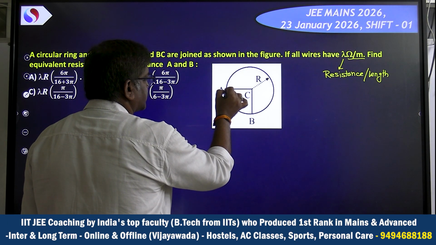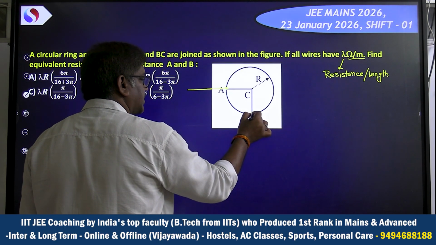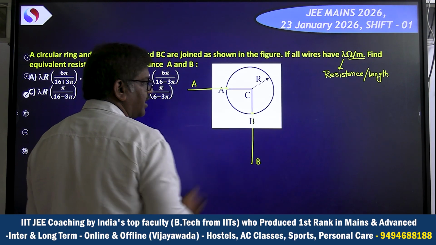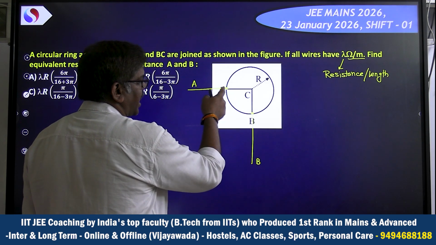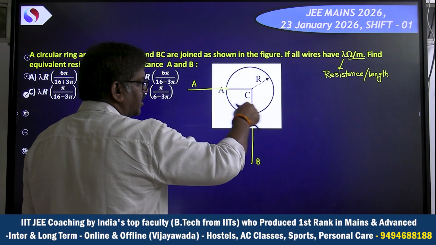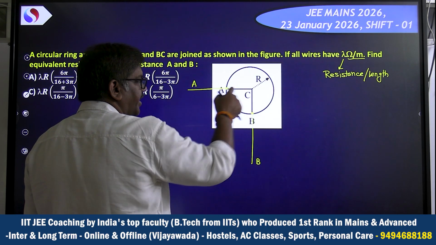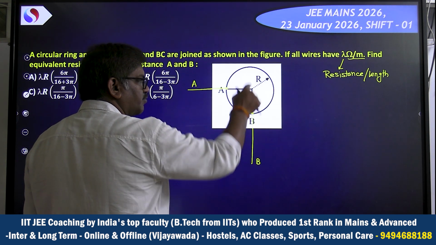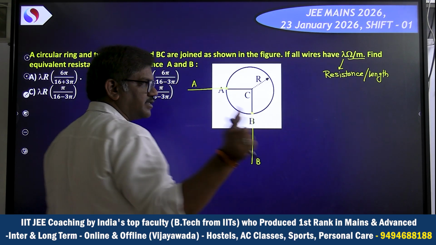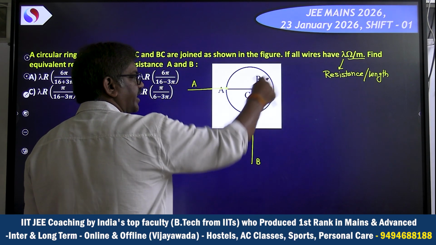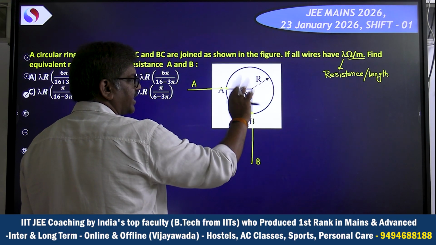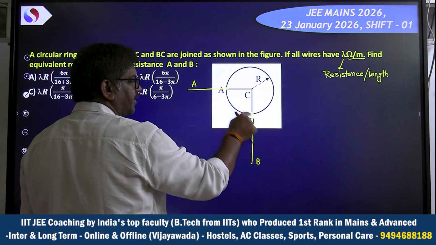Across A and B, this is the terminal A and this is the terminal B. Across AB, I will find three wires: one is this quarter portion, one is this 3/4 portion, and one is this straight portion. Please mind it, this ACB portion will be considered as a single resistance. Why? Because it is not connected to any terminal. This R is just denoting the radius, nothing else. This is a straight wire which is connected between A and B.